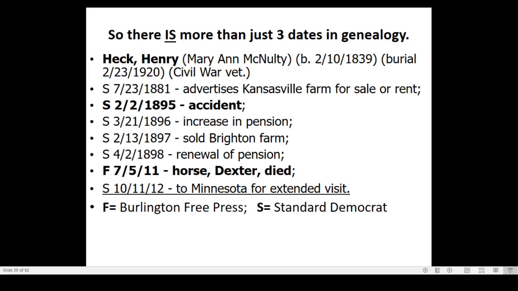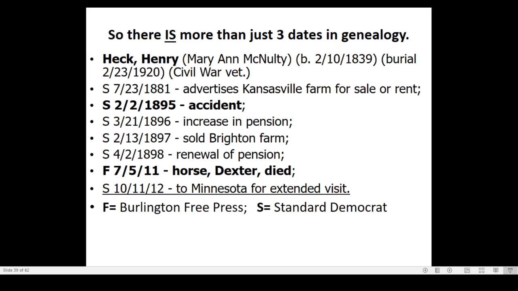And in 1896, his pension was increased for being a Civil War vet, and it told the amount and the dates and all that. And then in 1897, he sold his Brighton, Kenosha County farm. And then in 1898, he ended up with a renewal of his pension. And I thought, why would they renew a pension? That doesn't click. And when I got the article and took a look, he had done something and somehow or other got taken off the records, and he had to be reinstated again. And that's what that article is about.